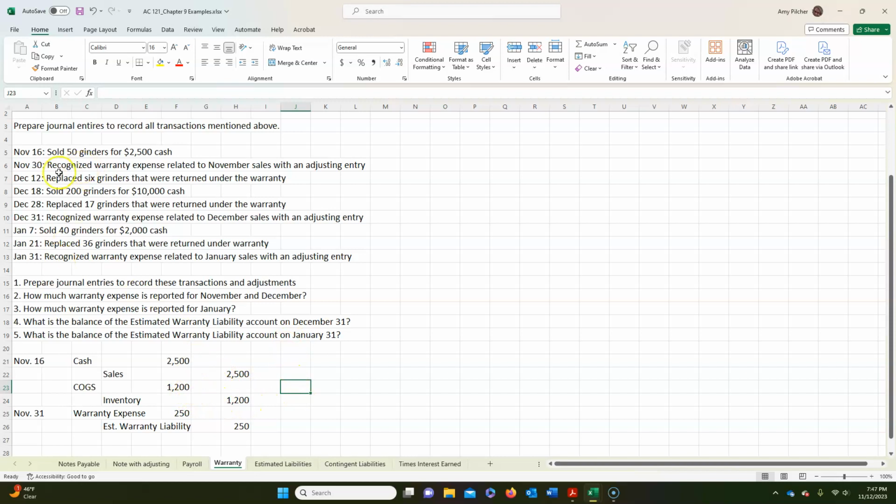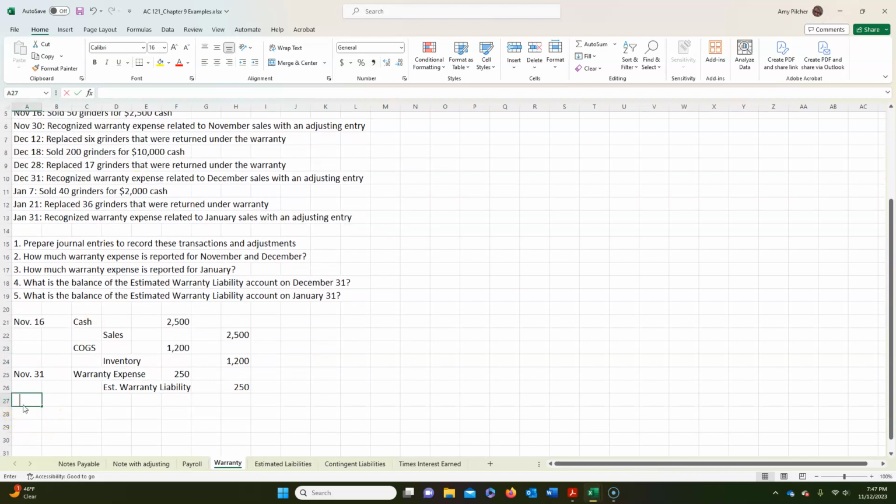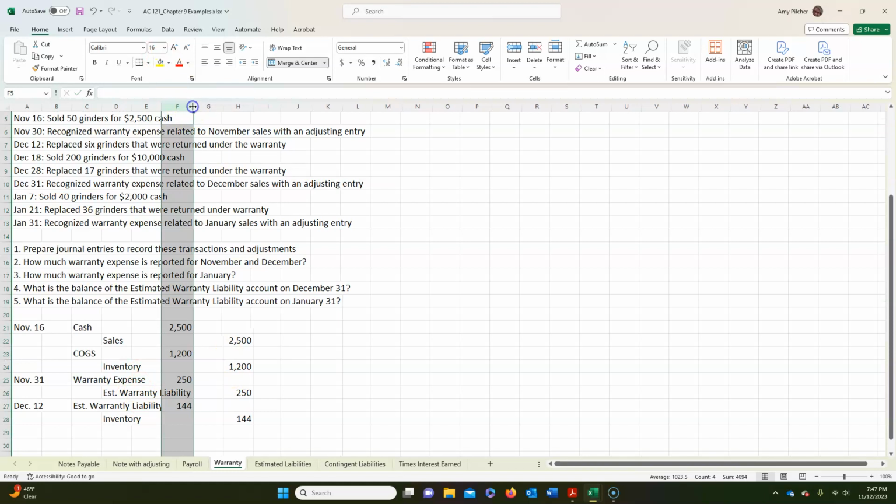Okay. On December 12th, we replaced 6 grinders that were returned under the warranty. So on December 12th, we have 6 grinders, so 6 times $24. We're going to debit our estimated warranty liability and credit inventory because we take them out of inventory. And so 6 times 24 is 144.